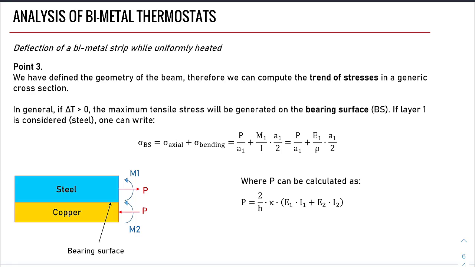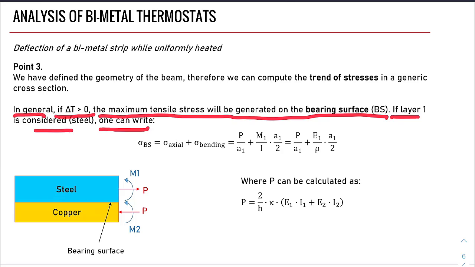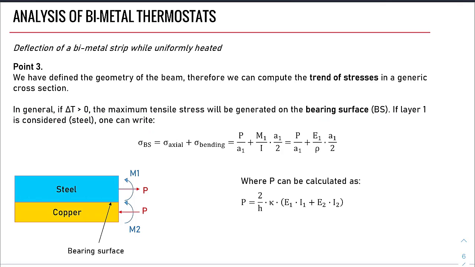We have now arrived at the third and last point of this exercise. We have defined the geometry of the beam, and therefore we can compute the trend of stresses in a generic cross-section. In general, if delta T is greater than 0, the maximum tensile stress will be generated on the bearing surface BS. If layer 1 is considered, one can write, applying the superposition principle, that the sigma on the bearing surface, considering just layer 1, will be the sum of an axial stress given by this force P plus a bending stress given by the moment M1.